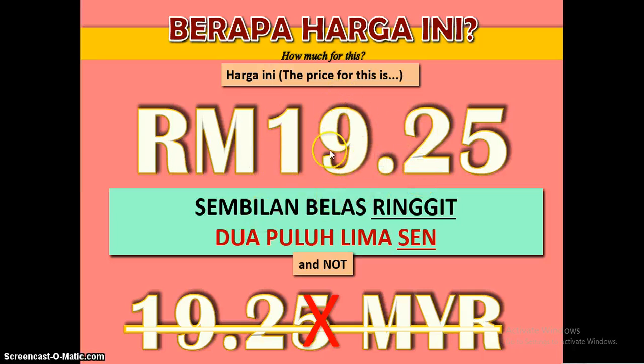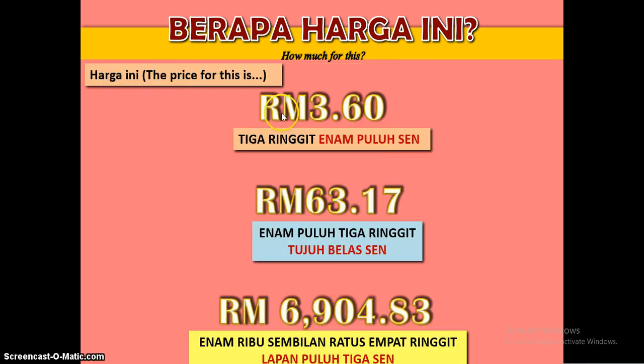RM19.25, RM19 25 sen. Okay, and how can you read this one? RM3.60, RM63.17, RM6,904.83. Again, when you want to write money in number form, make sure you put the RM symbol first, followed by the ringgit value, dot, and followed by the cent value.